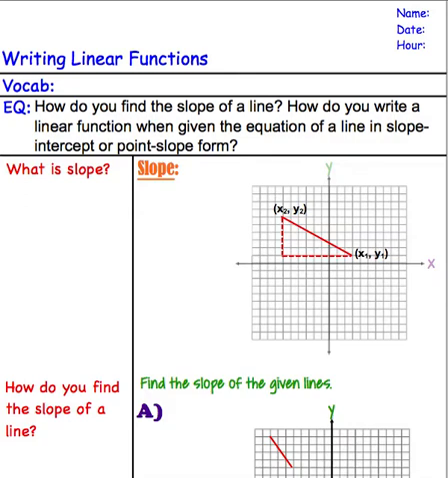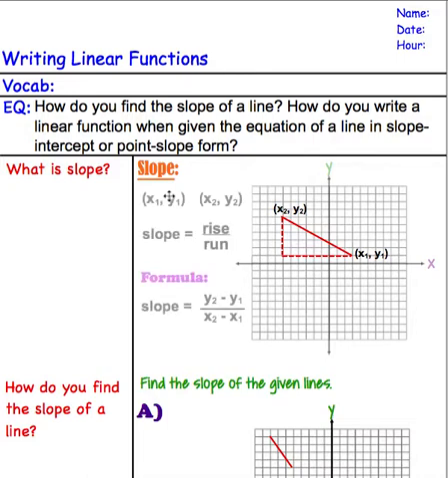We've already been through graphing linear functions. Now we want to take a look at writing them. And first we need to talk about remembering that slope, which we've talked about before. If you have 2 points like x1, y1, and x2, y2, the slope is your rise over your run, or your change in y over your change in x.